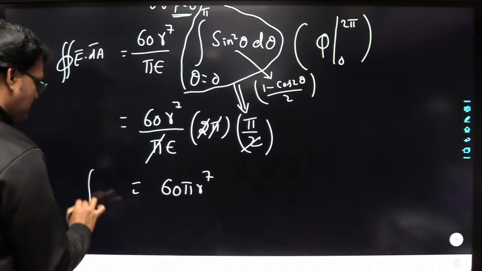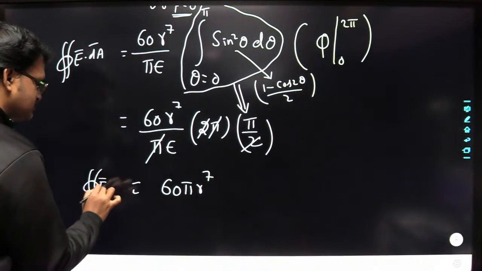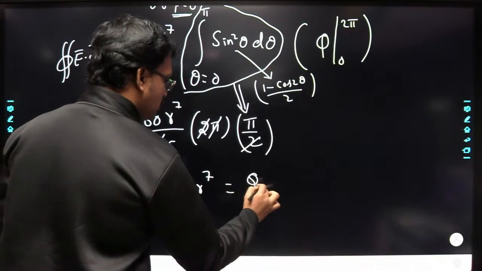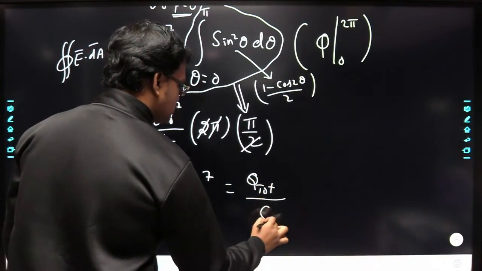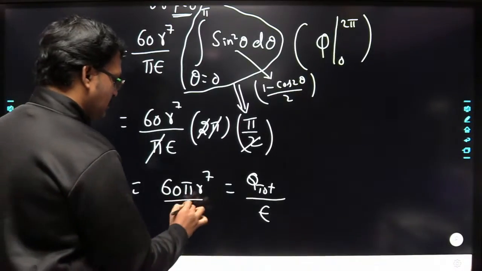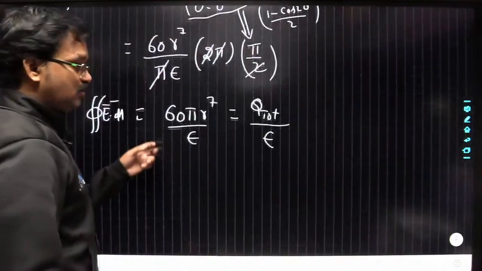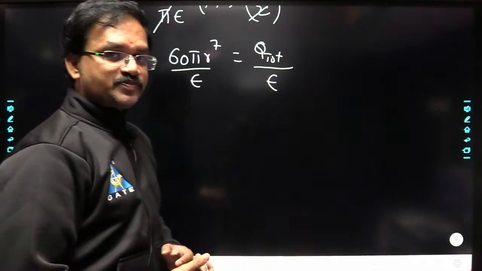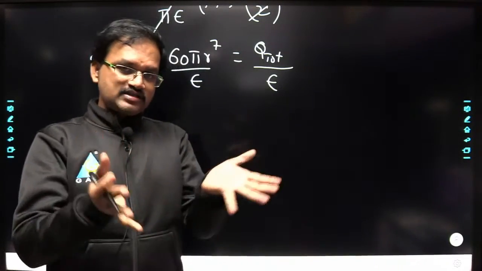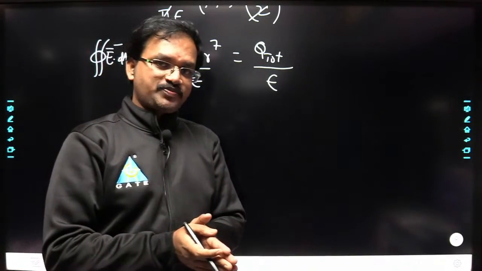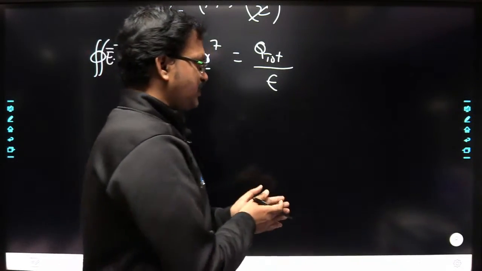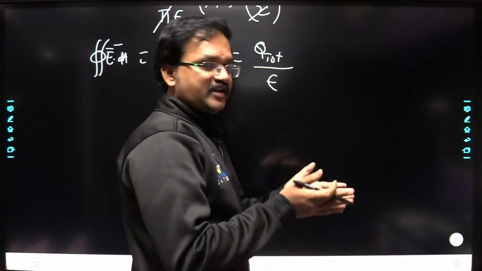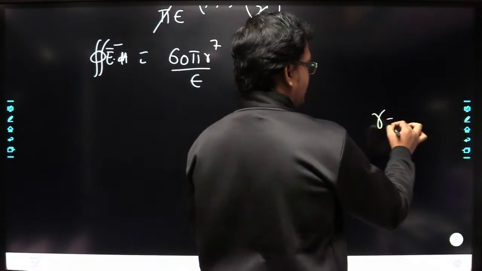So this is nothing but the electric flux leaving the closed surface. So this must be equal to what? This must be equal to the total charge enclosed by the closed surface divided by epsilon. So what is the total charge present within a unit sphere? They are asking the total charge present within a unit sphere. Unit sphere means the radius is what?